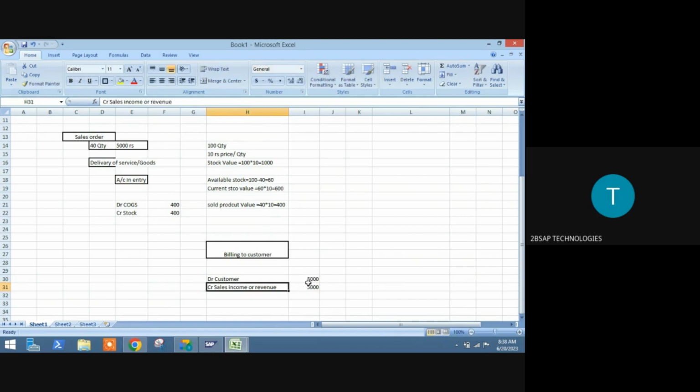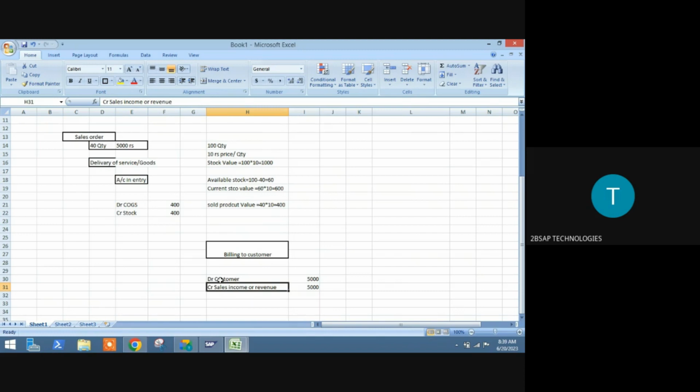Now you have raised an invoice to the customer saying that your bill is 5,000. This is an asset, a current asset, incomes. Then this is your sales revenue, a nominal income account in P&L. Clear, sir? These are basic accounting, basic books knowledge, sir, not SAP.